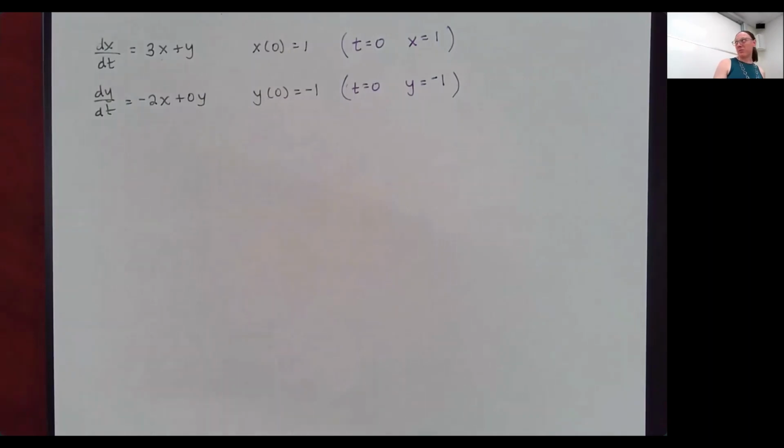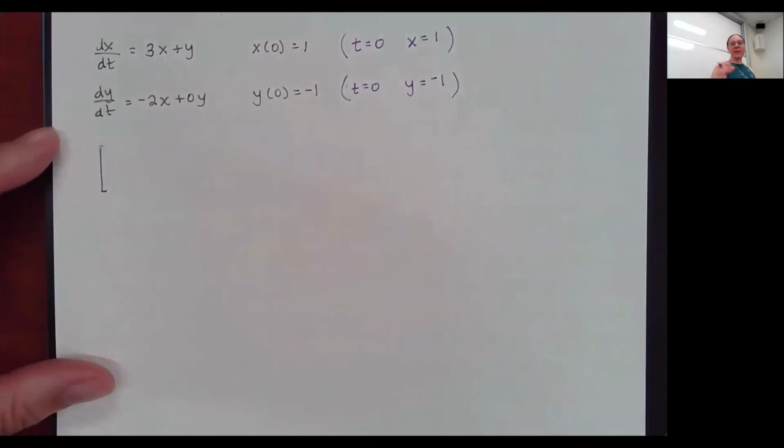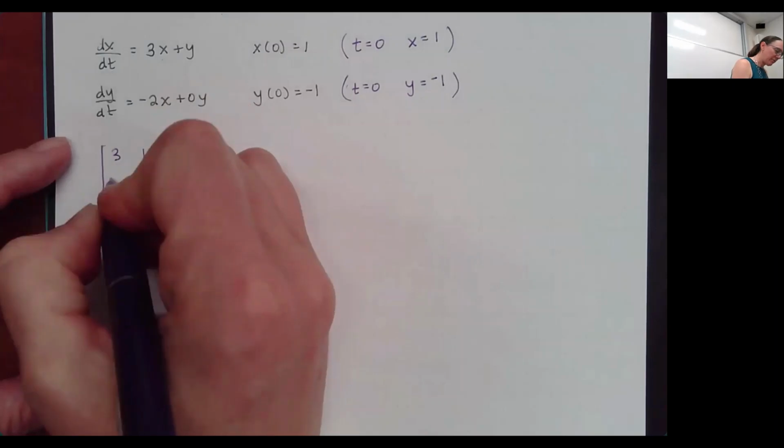Walking up to the system of differential equations. If I'm trying to find the general solution or classify stability, I have to start by getting my matrix of coefficients. So 3, 1, -2, 0.